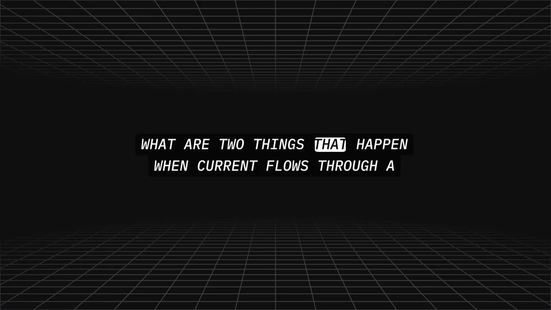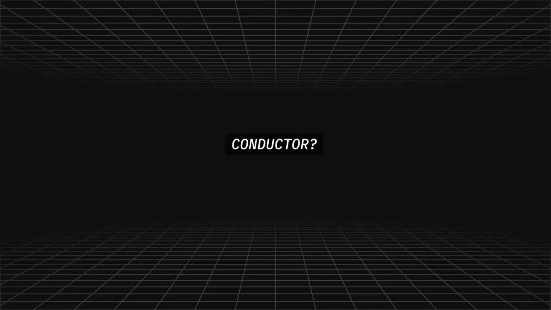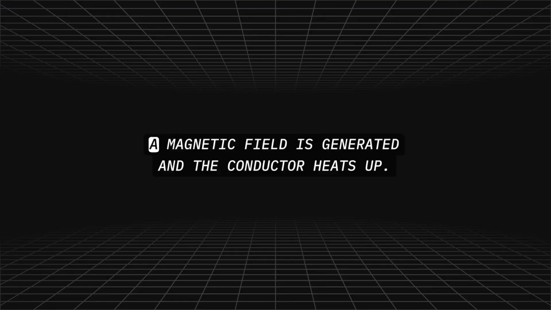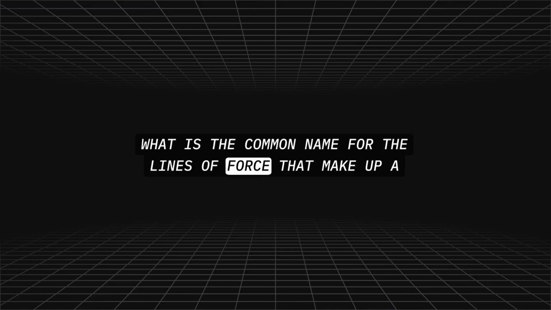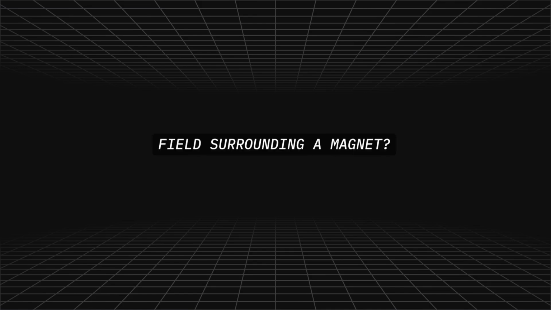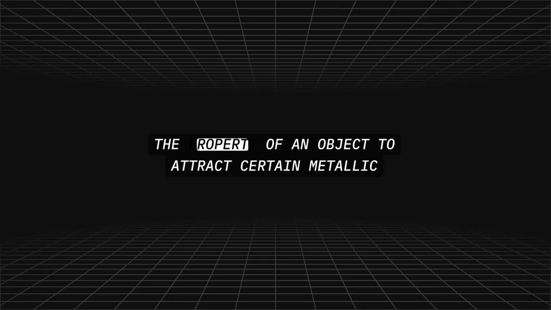What are two things that happen when current flows through a conductor? A magnetic field is generated and the conductor heats up. What is the common name for the lines of force that make up a field surrounding a magnet? Magnetic flux lines. What is magnetism? The property of an object to attract certain metallic substances.